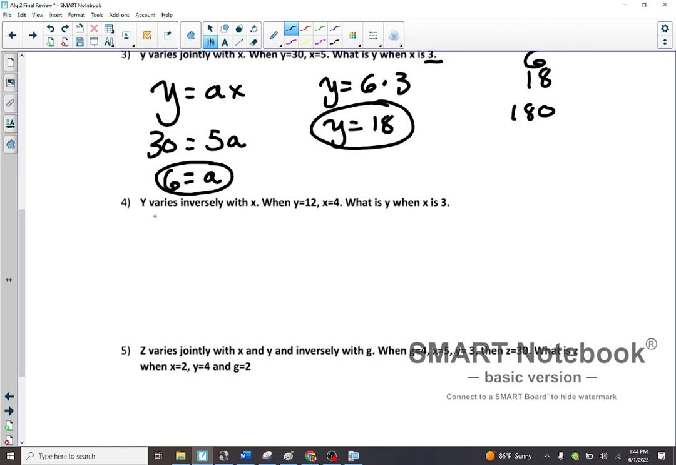All right, y varies inversely with x. So y varies inversely with x, so I know it should be y equals a over x. So when y is 12, x is 4, which means I can figure out what a is, which is 48 in this case.